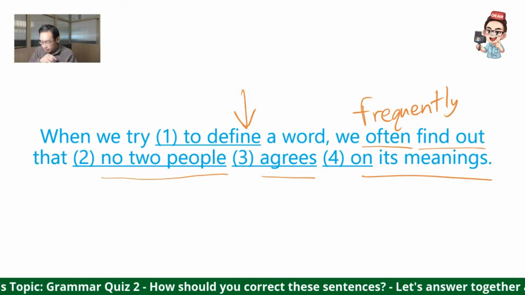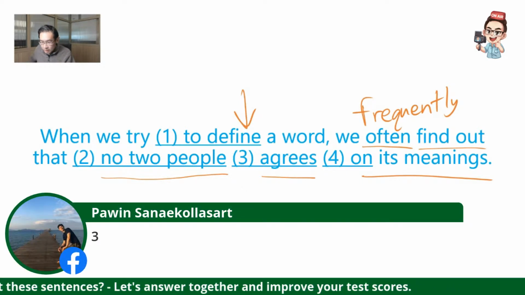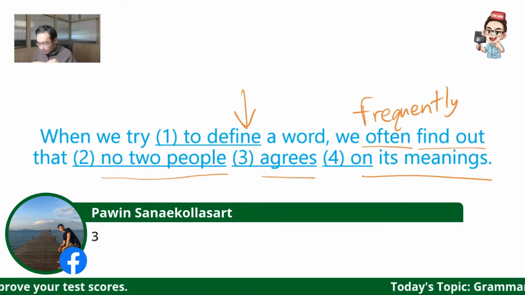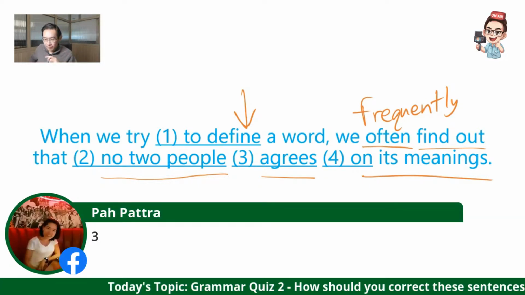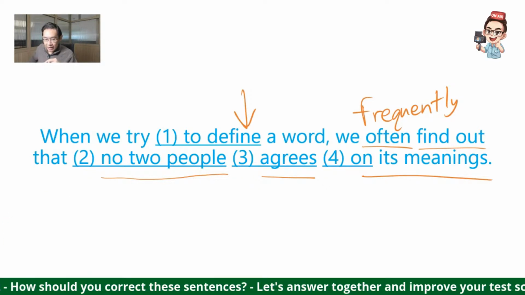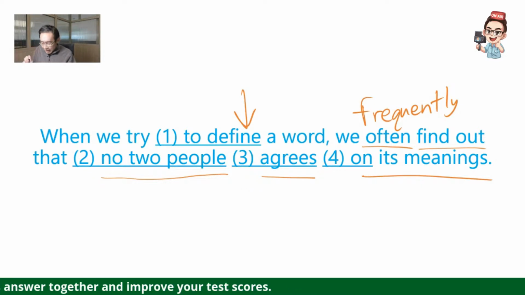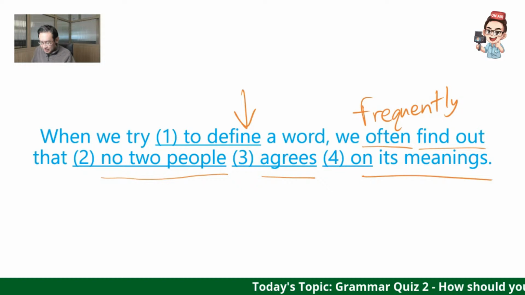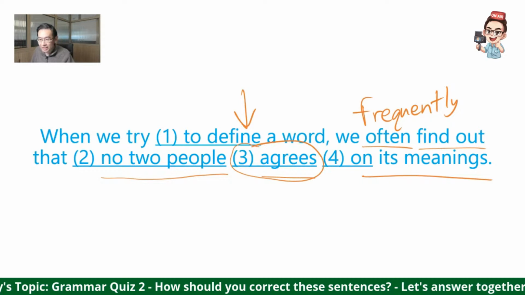Okay, so what should be the answer? Oh, look, there's one. Okay, thank you, Pawin, for your answer. So you say that number 3 is incorrect. All right. Well, let's find out the answer together. And Papa Tra also said number 3. All right. Okay, thank you for the answers. Now let's see the answer. So the word that we should correct in this case is number 3. It's number 3. Okay. So thank you for the answers from both of you.